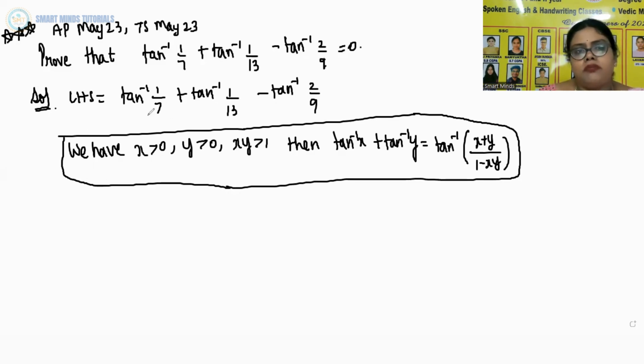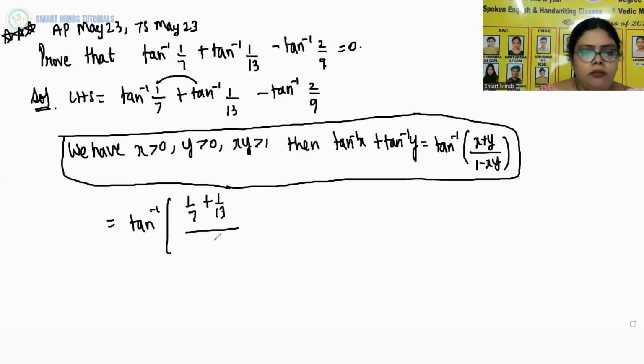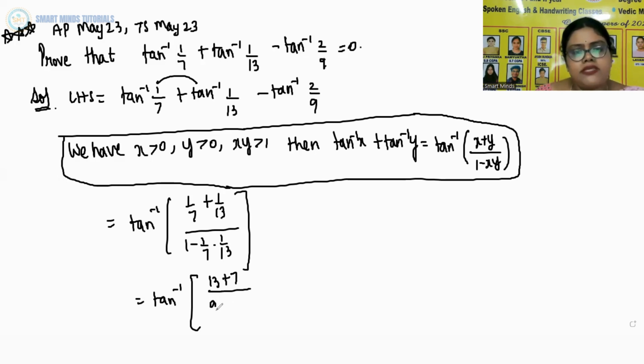So now you see 1 by 7 is positive, 1 by 13 is positive, and if you multiply them, it is less than 1. Right. So we can apply this formula between these two terms. So it will become tan inverse of (1 by 7 plus 1 by 13) by (1 minus 1 by 7 into 1 by 13). That is equal to tan inverse of (13 plus 7) by (13 sevens are 91 minus 1).